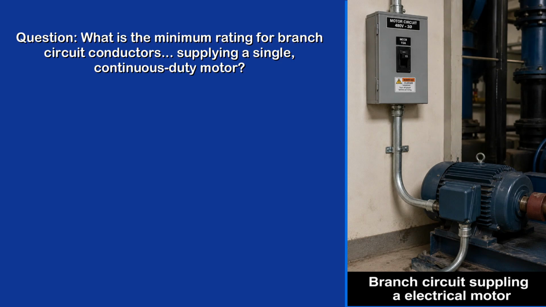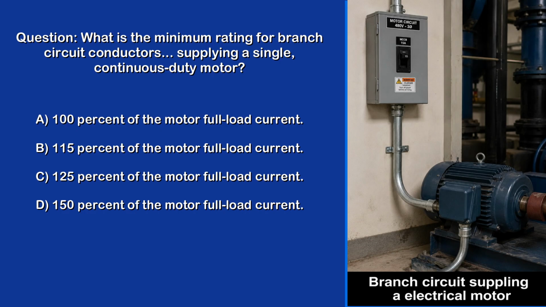Question 1. Sizing branch circuit conductors, the core rule. Topic. Basic continuous duty conductor sizing multiplier. Question. What is the minimum rating for branch circuit conductors supplying a single continuous duty motor? A. 100% of the motor full load current. B. 115% of the motor full load current. C. 125% of the motor full load current. D. 150% of the motor full load current.